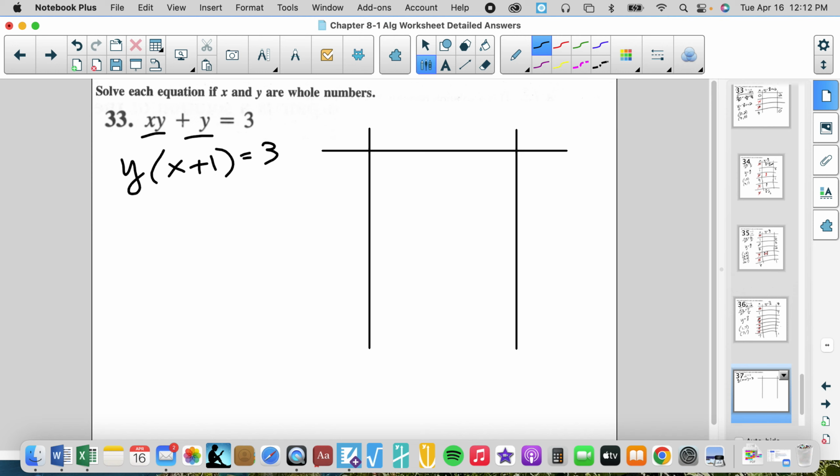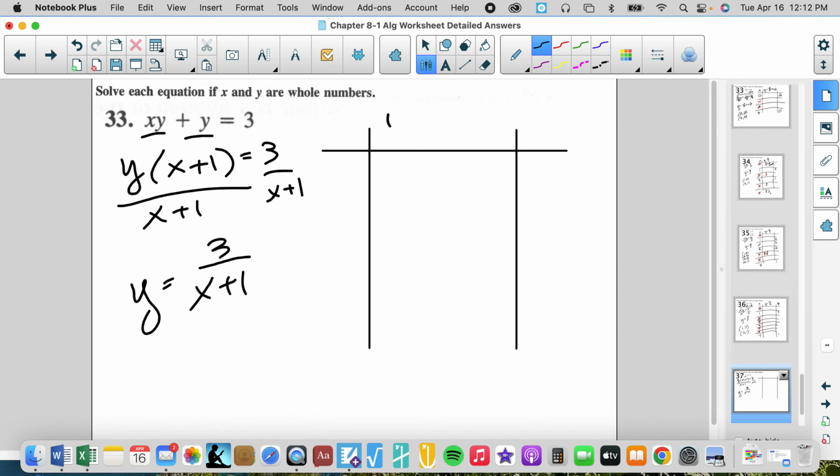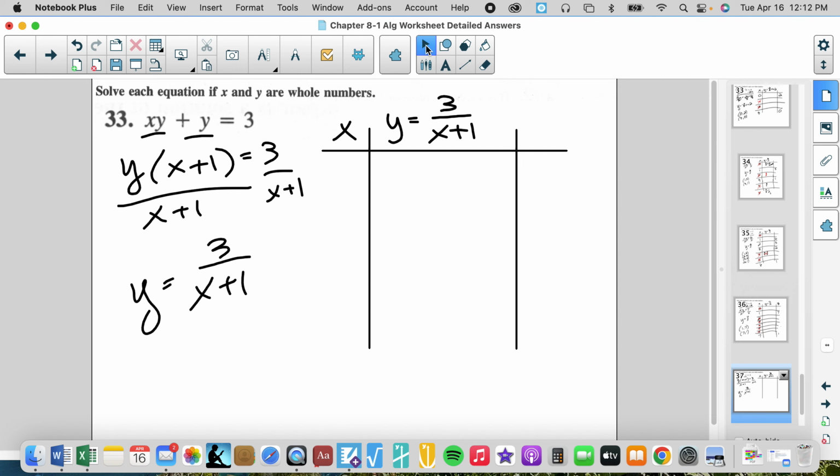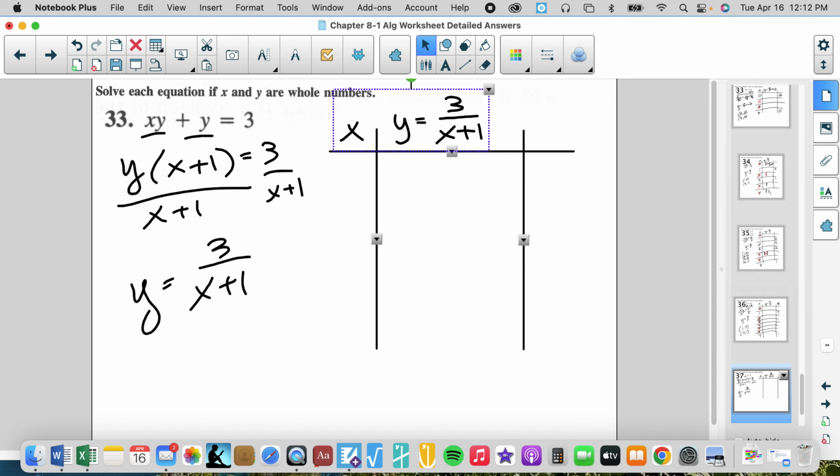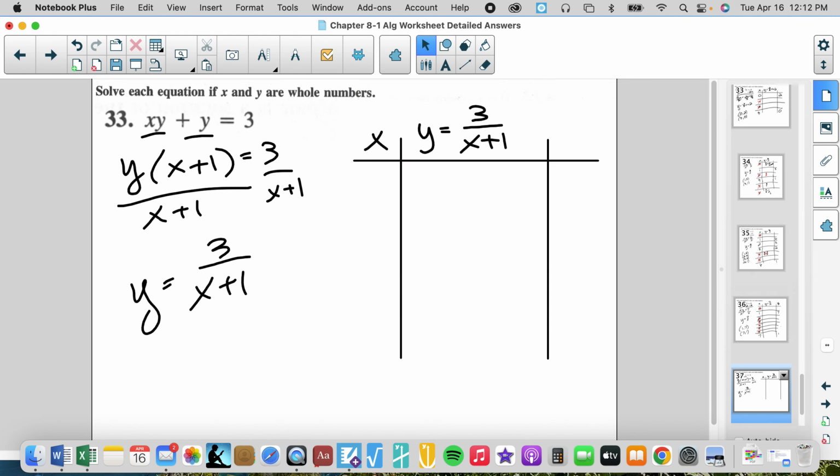You should know that by chapter 8. And now I'm going to divide by x plus 1, divide by x plus 1. We get y equals 3 over x plus 1. Really good, advanced. Are you able to work with this problem outside of any type of assistance? Meaning, did you notice the trick to this one?